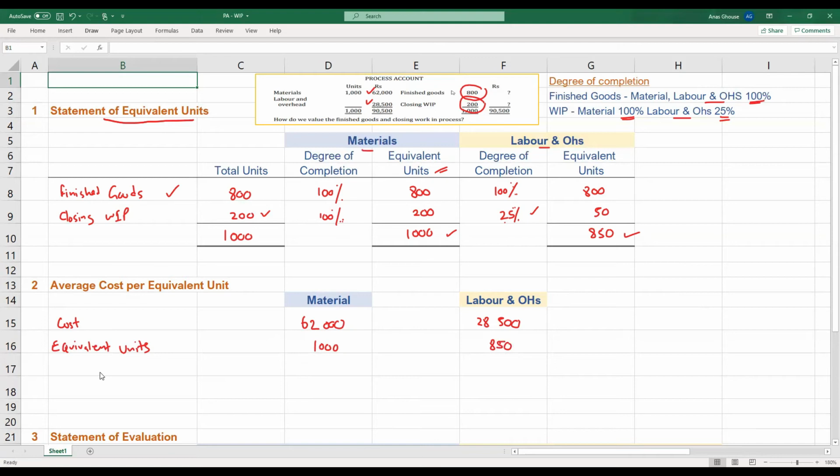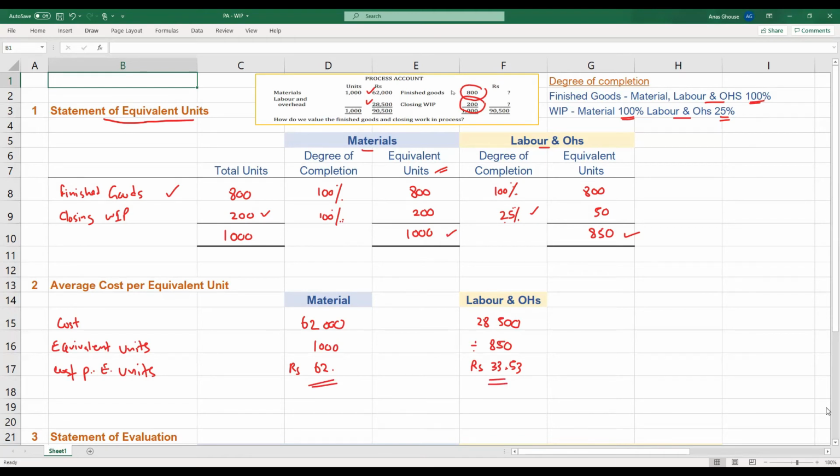So when you take that, the cost per equivalent unit will be 62,000 divided by 1000. That will be 62 rupees per unit. Then 28,500 divided by 850, that will be 33.53. So these are the cost per equivalent unit.